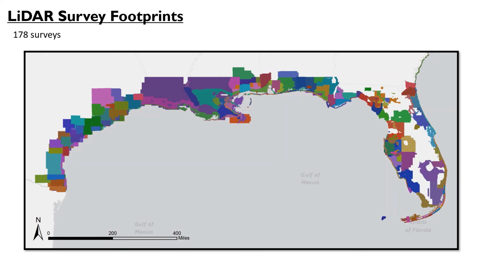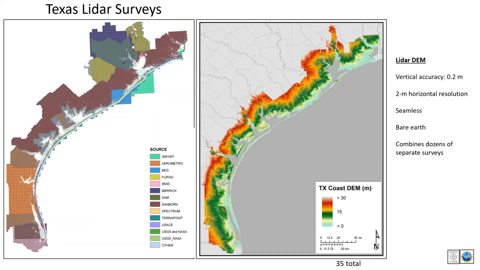The LiDAR data by the Harte Research Institute is compiled from over 170 surveys that were all put together in a standardized fashion. And you get products like this. On the left-hand side, you have the surveys that were used to produce the DEM for Texas. And on the right-hand side, you have the Bare Earth product. This is also served now through Google Earth Engine.